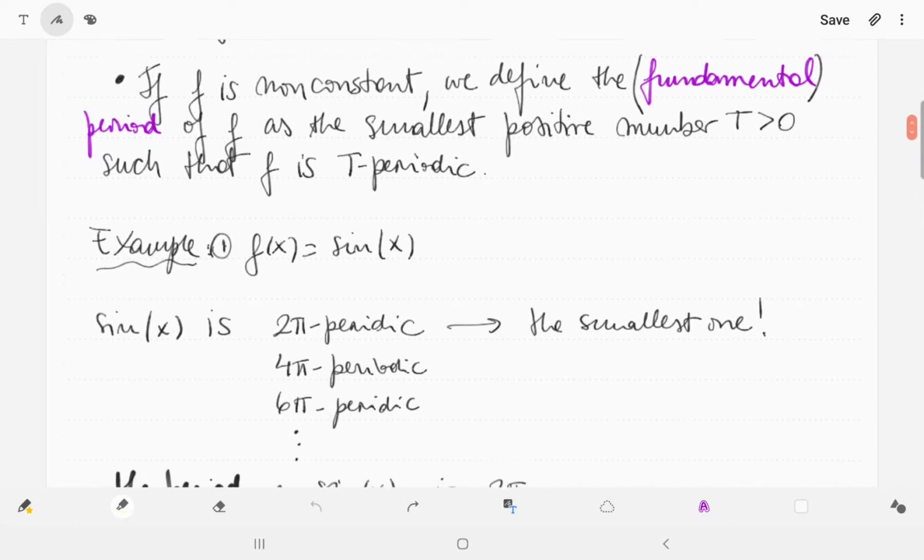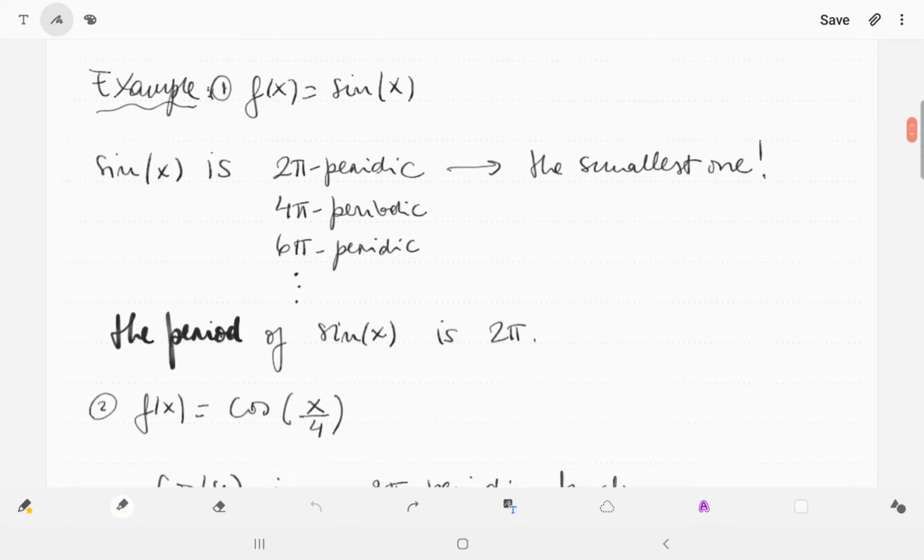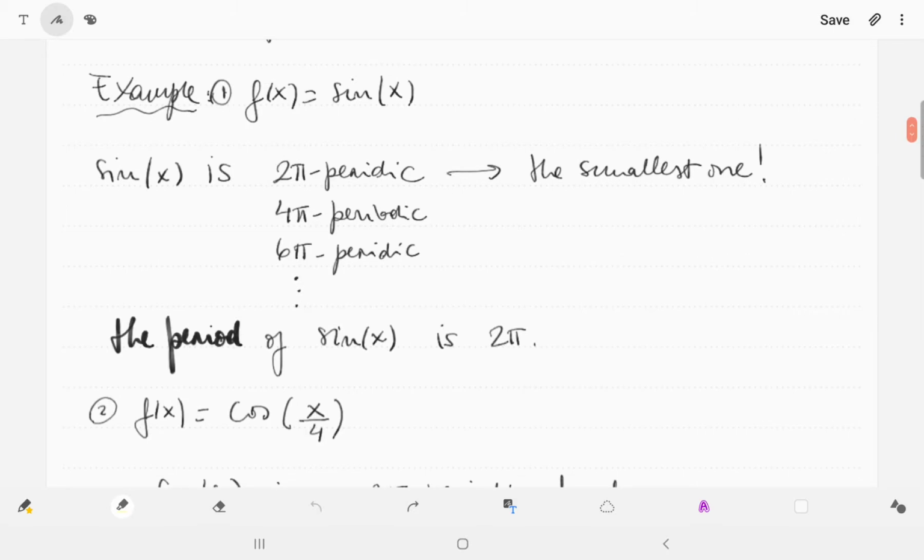Soon means now. We have this function sine of x, and we know that this function is 2 pi periodic, but it's also 4 pi periodic, 6 pi periodic, and so on. So once we find a period, we can also have multiples of this period that make the function also periodic, but we are going to choose the smallest one, so we know that the function sine is 2 pi periodic.